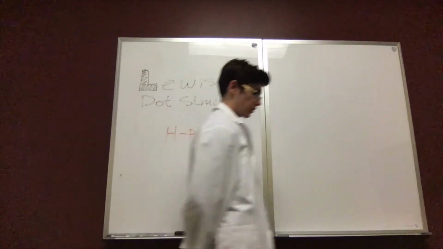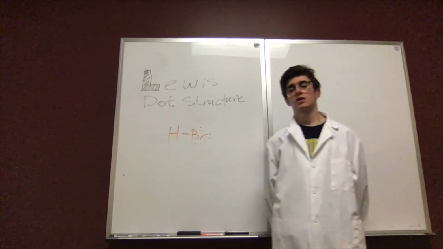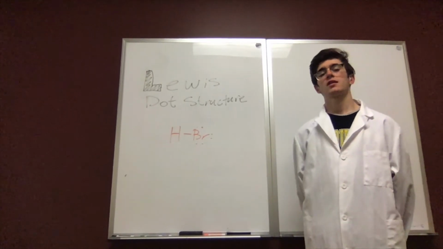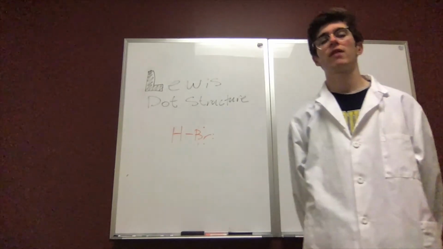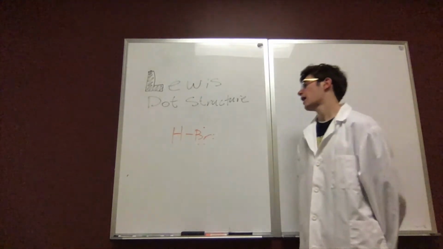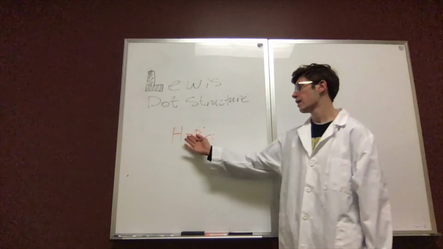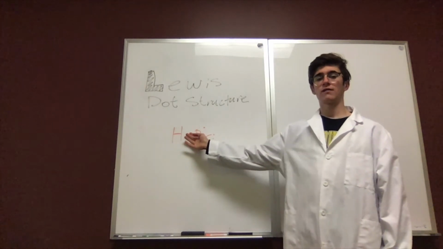L, which is Lewis-dot structures. Now, the Lewis-dot structure defines the representation of a molecule that uses dots to show electrons around atoms and lines to show covalent bonds. Now, in the compound hydrogen bromide, for example, we have a line that indicates the sharing of electrons, or a covalent bond.